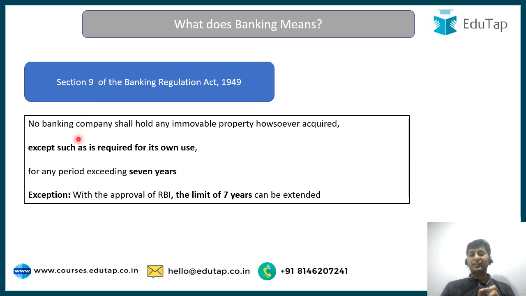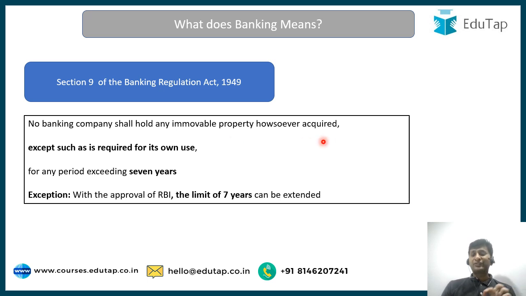Section 9 of the Banking Regulation Act is with respect to immovable property. No banking company shall hold any immovable property. What is immovable property? Like a house or a building. A car is movable. Immovable is land or a building, which is not movable. So no banking company shall hold any immovable property.